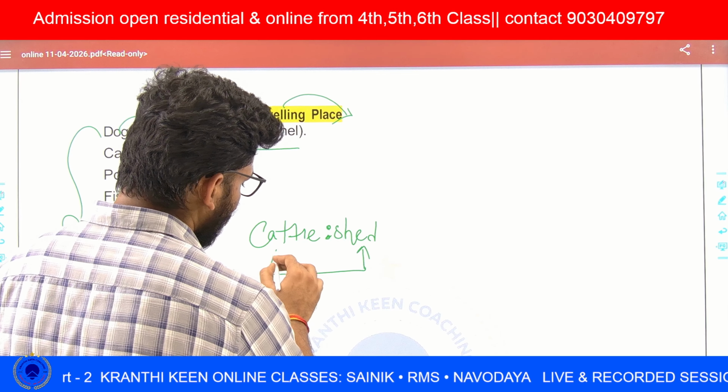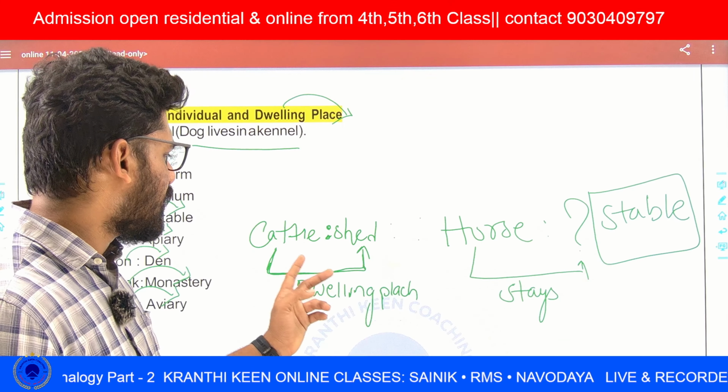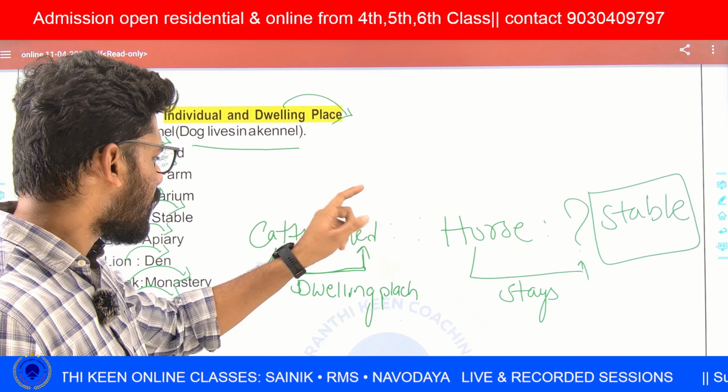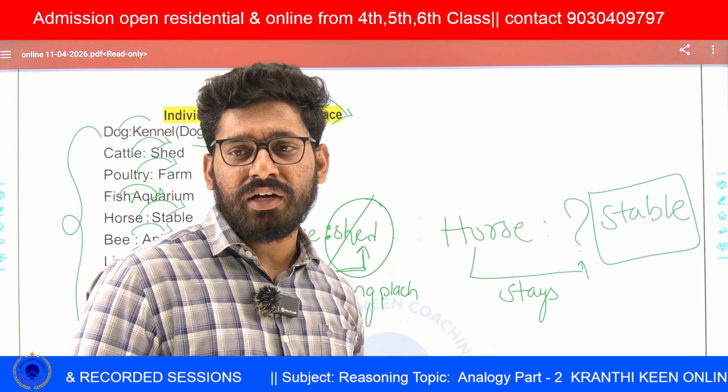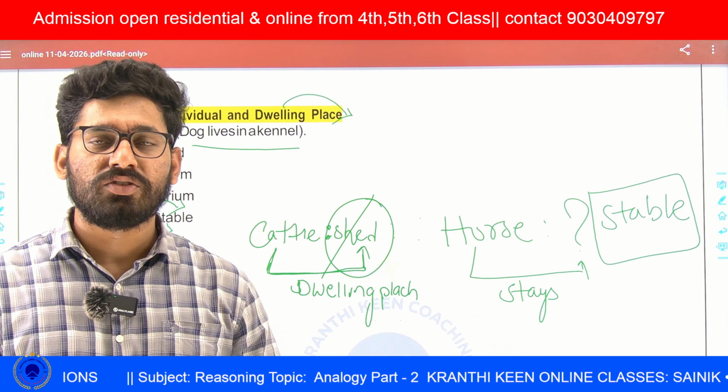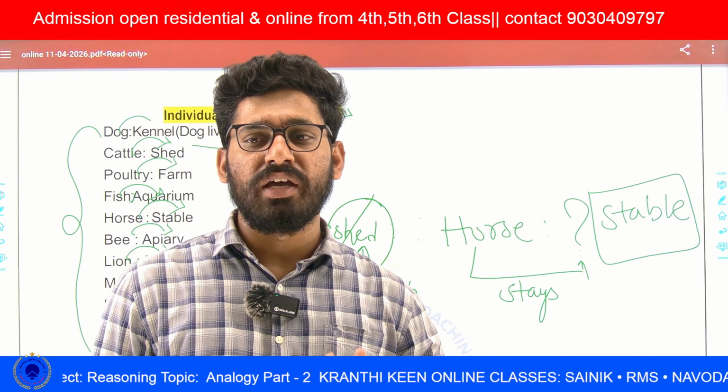Next, what's the dwelling place of horse? Where it stays, where it lives. It lives in stable, isn't it? So this is the way we are learning. If you don't know the dwelling places, like shed, then will you be able to find the relation between horse and another word? Okay, got it. So this is the reason we are going to learn.